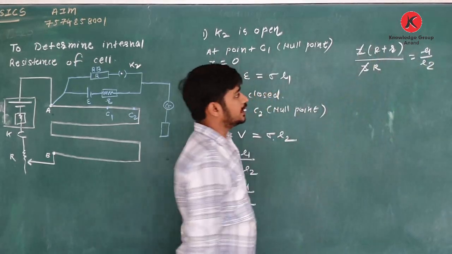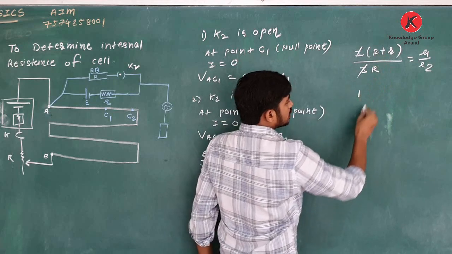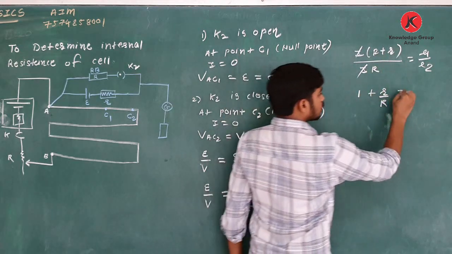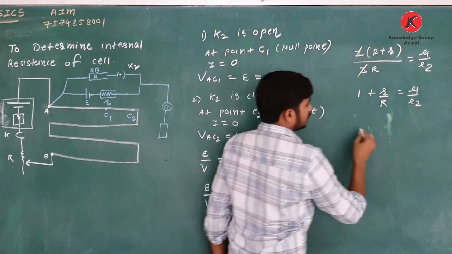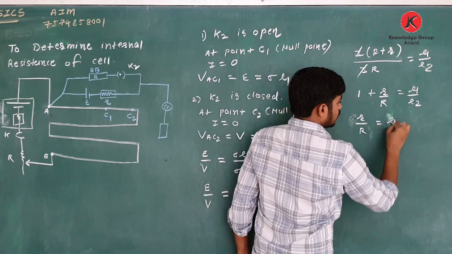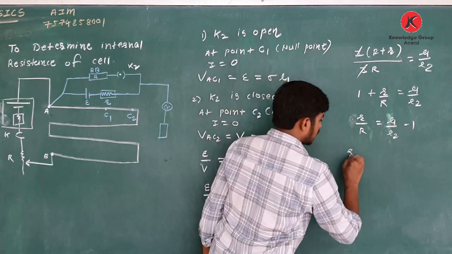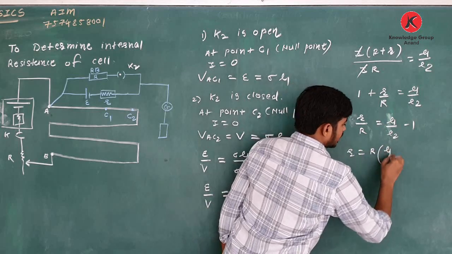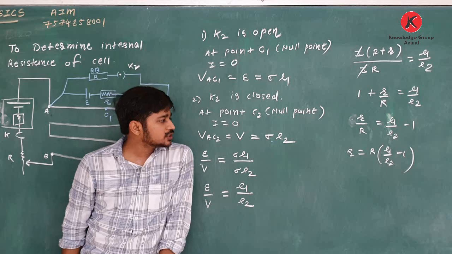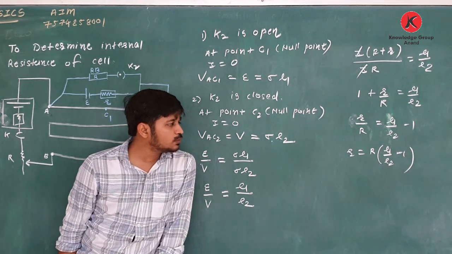This I cancels. Now if you simplify this, R upon R becomes 1, plus r upon R, is equal to L1 upon L2. So r upon R is equal to L1 upon L2 minus 1. Clear? So r is equal to R into (L1 upon L2 minus 1). And this is the equation of internal resistance: r is equal to R (L1 upon L2 minus 1).